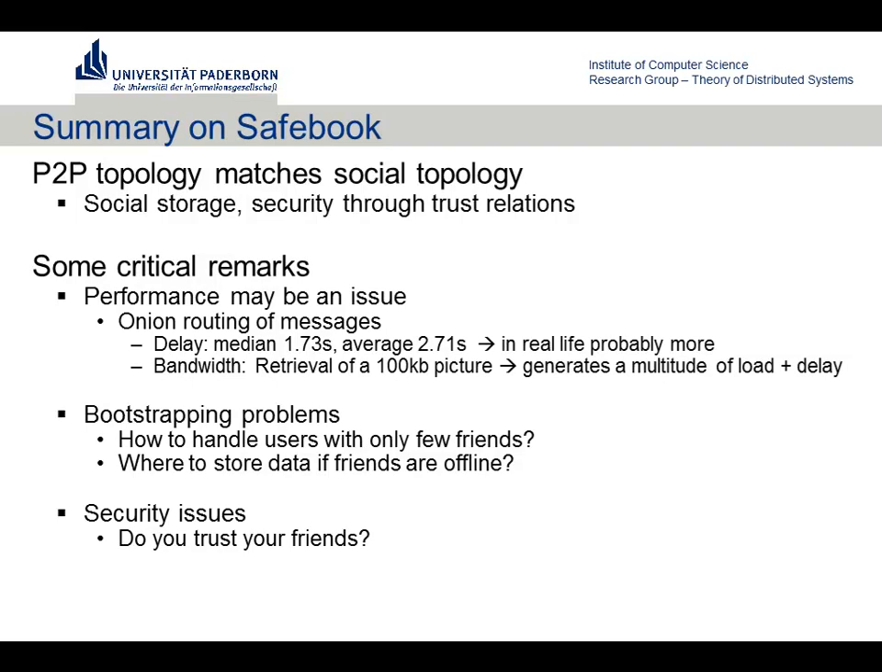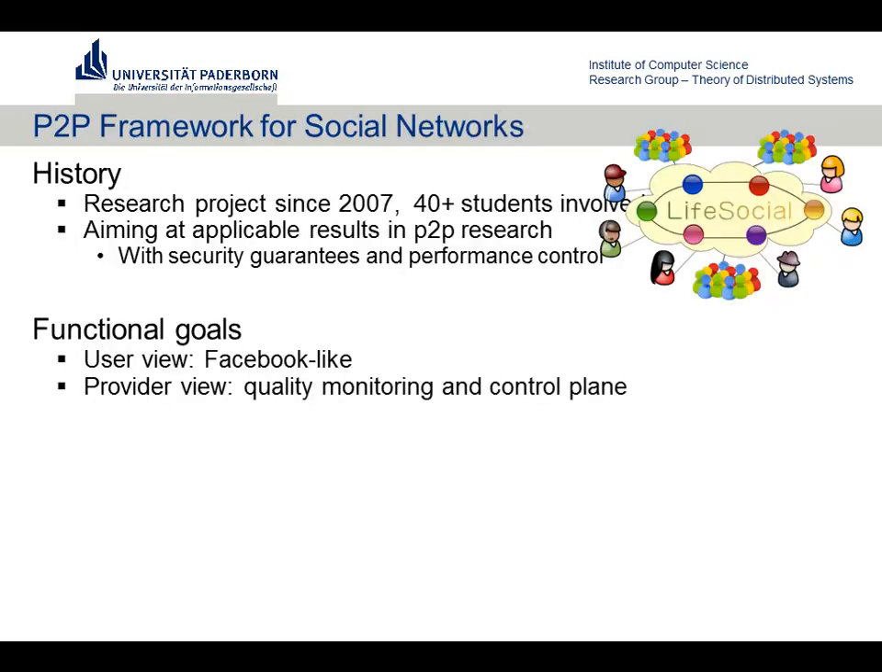So next, that's the summary. Social topology: everything's fine, my data is only stored at my friends, but it's slow. I have problems if I have only a few friends or no friends at all. Where do I store my data? And do you trust your friends on Facebook? Are they all your closest buddies? So it's also questionable.